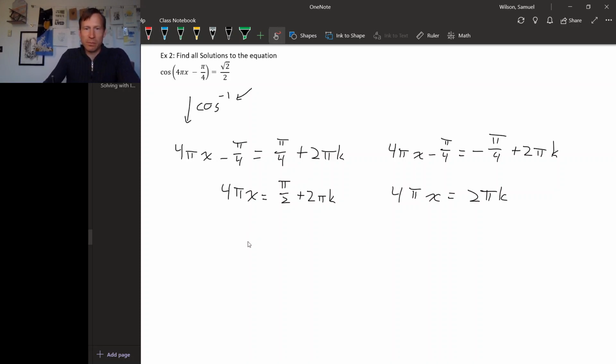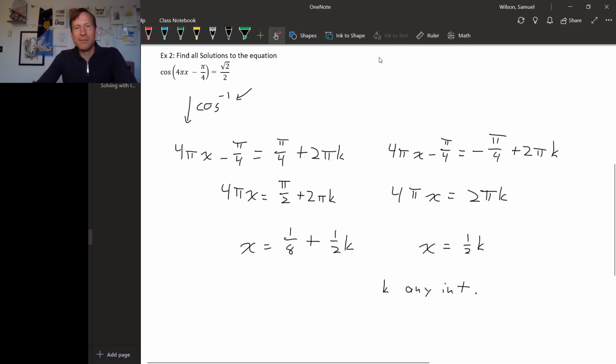And then divide both sides by 4 pi. So we get x equals, let's see, pi over 2 over 4 pi. The pi's are going to cancel, and we get 1 over 8 plus 2 pi over 4 pi is a half, so plus a half k. And then for the symmetric solutions, we get x equals, looks like just 1/2 k. And as usual, k is any integer. So you can see this does work out just like solving any other trigonometric equation, except you have to be careful to write down all of these solutions immediately after using your inverse trig function.